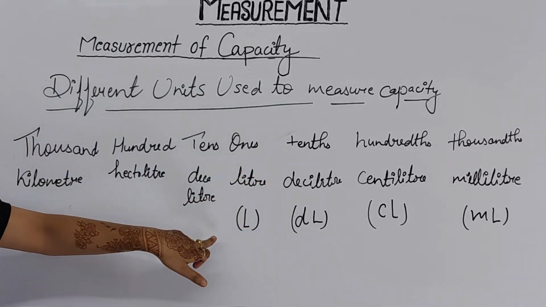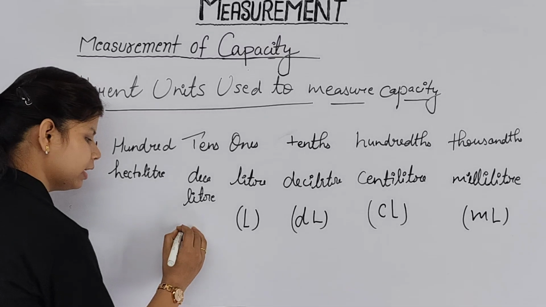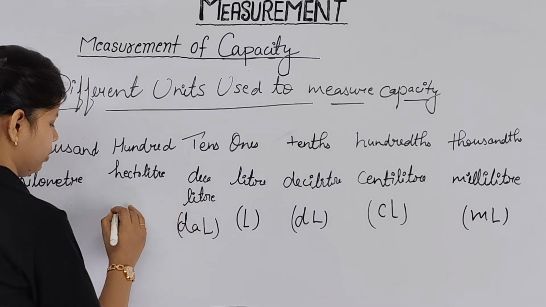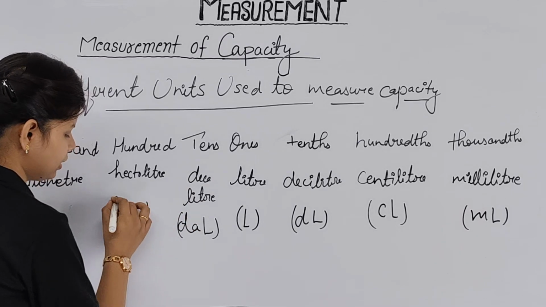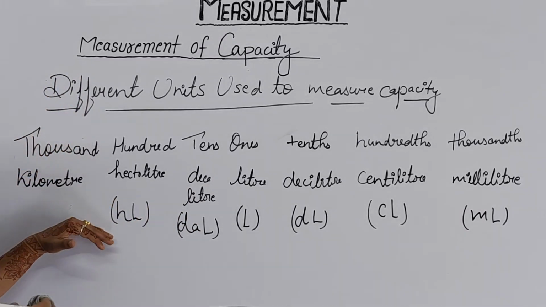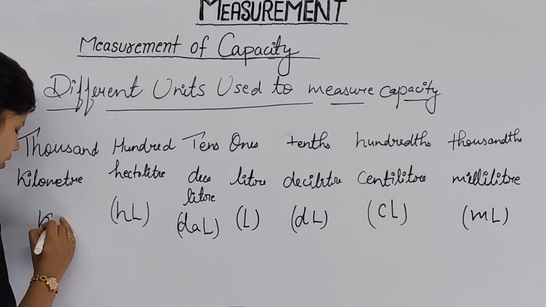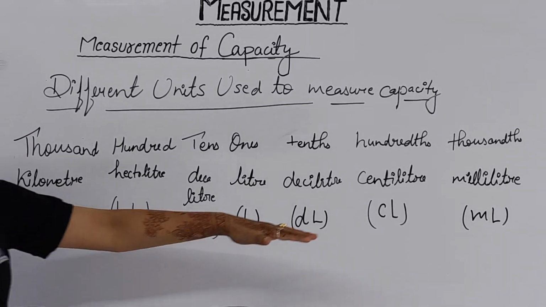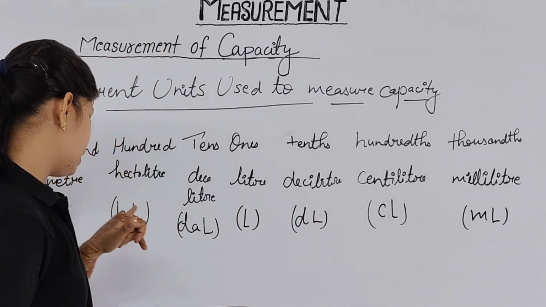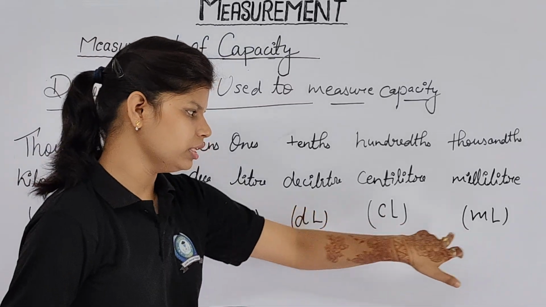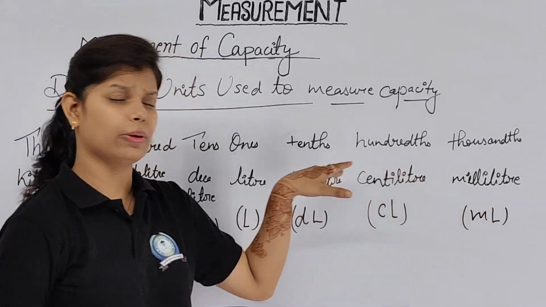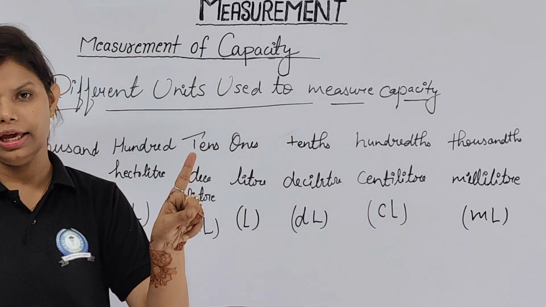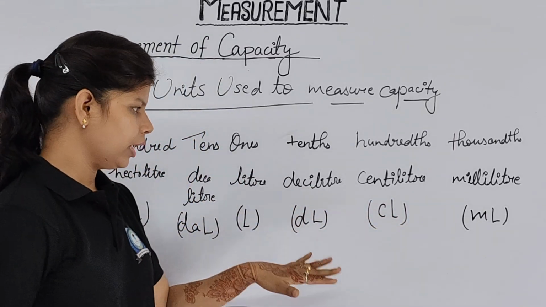Milli, centi, deci, liter. Then decaliter can be written as DAL. Next you can write this as HL. And the last one you are going to write as what? KL. That's all. I hope you understand. ML, CL, DL, L, DAL, HL, KL. Basically we are using these short forms. Students, we are not going to use the long forms again and again. That's why you have to remember these short forms. Clear, no?